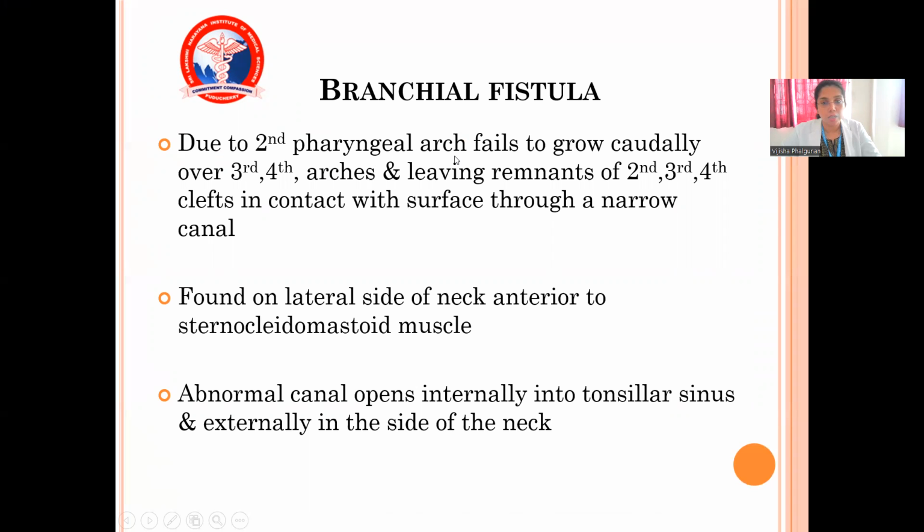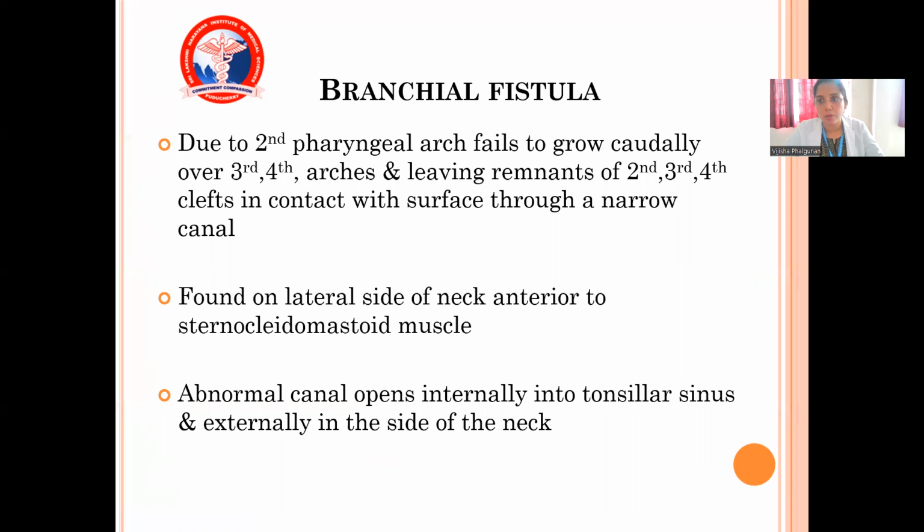Due to the second pharyngeal arch failing to grow caudally over the third and fourth arches, leaving remnants of the second, third, and fourth clefts in contact with the surface through a narrow canal, then you call it a branchial fistula. Okay. It is found on the lateral side of the neck, anterior to the sternocleidomastoid muscle. The abnormal canal opens internally into the tonsillar sinus and externally on the side of the neck.